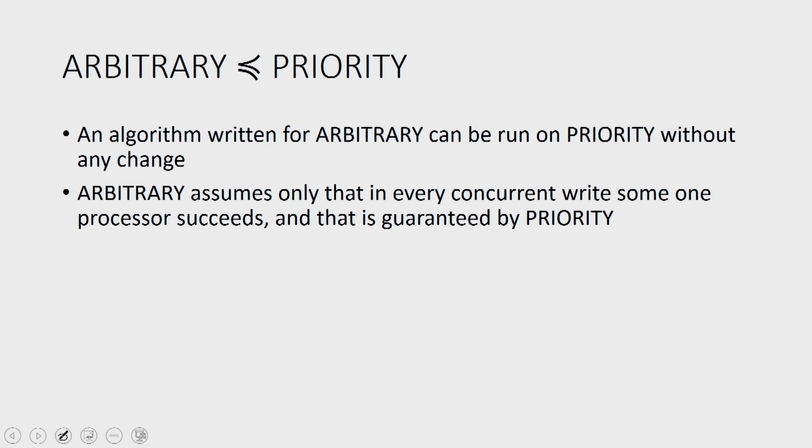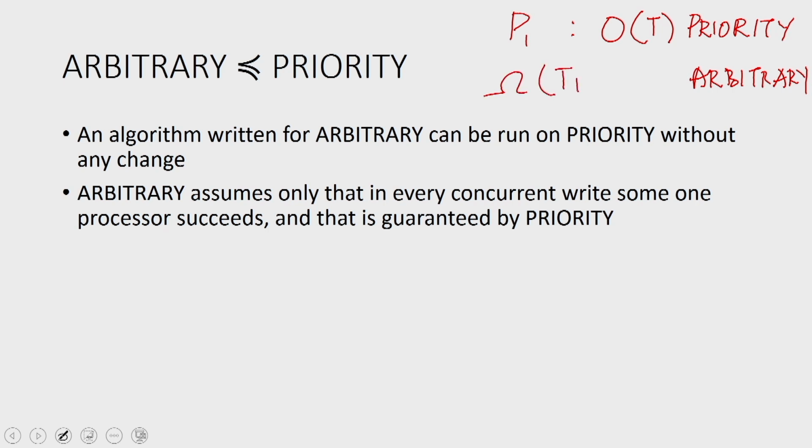In particular, you can show that priority is strictly more powerful than arbitrary. This can be established by showing that for some problem P1, there exists an algorithm that runs in order of t time on priority, and by showing that for the same problem P1 on arbitrary, there is a lower bound of omega of t1, where t1 is small omega of t, which means there is a problem P1 which can be solved faster on priority than on arbitrary. There is a lower bound proof which precludes an equally fast solution on arbitrary.